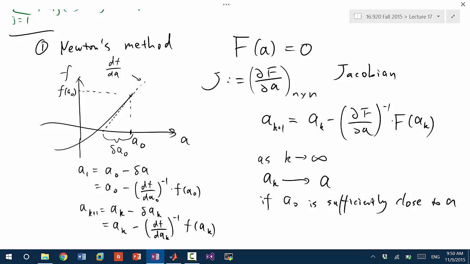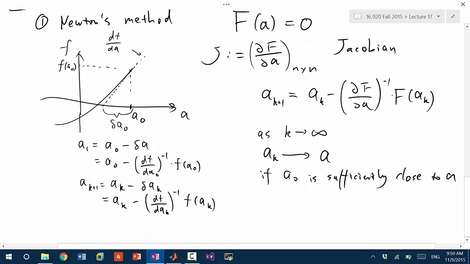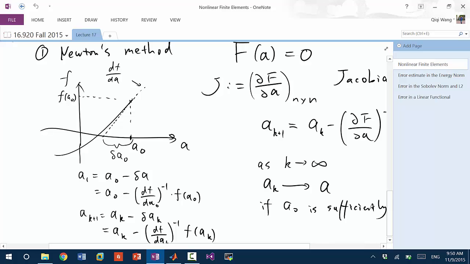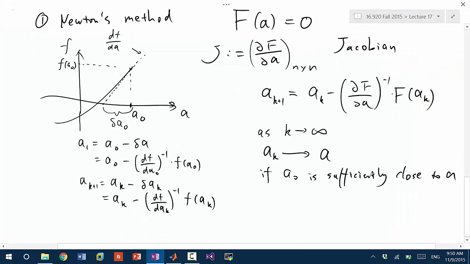Any questions on this? Newton's method is really one of the most useful techniques out there in any kind of numerical analysis. And the second possible approach is not very different from Newton's method. It's so close, it's called the quasi-Newton method.